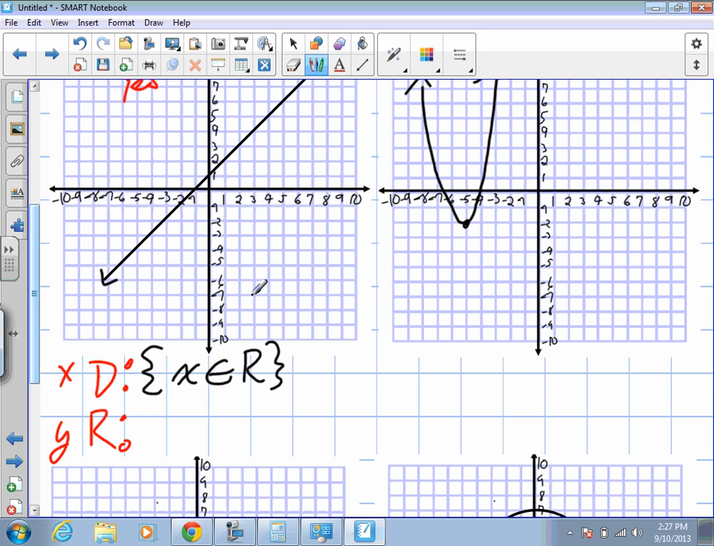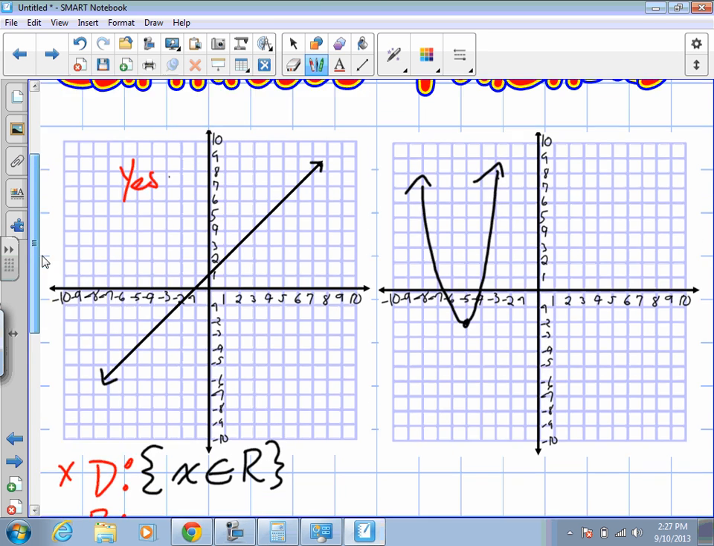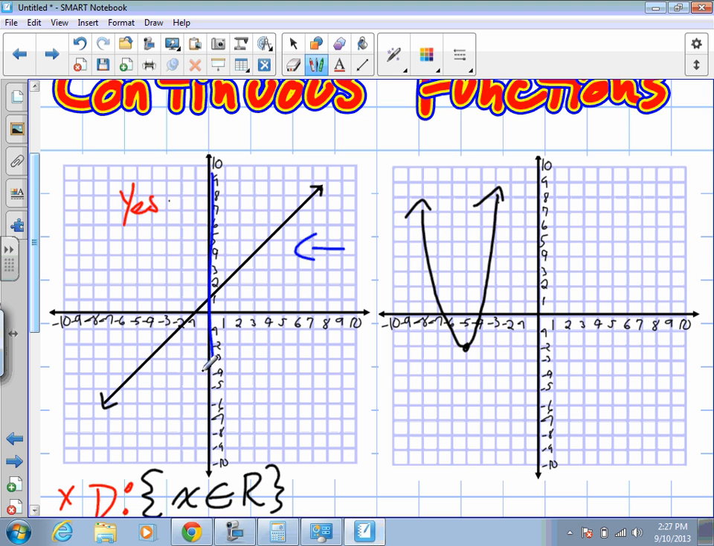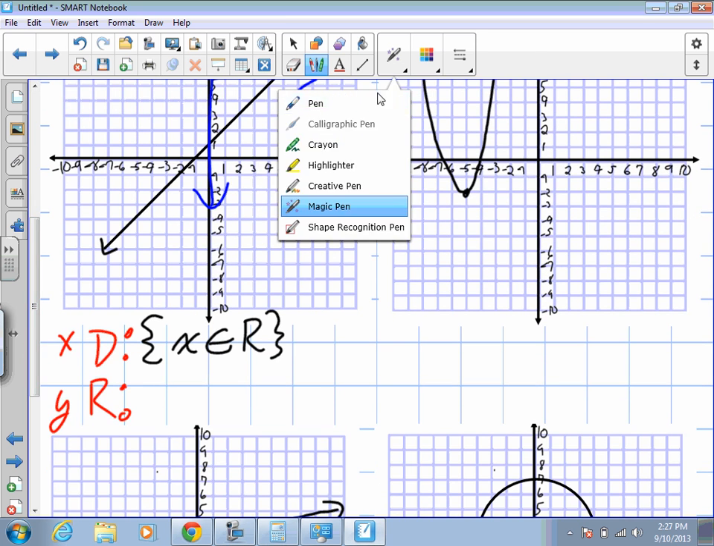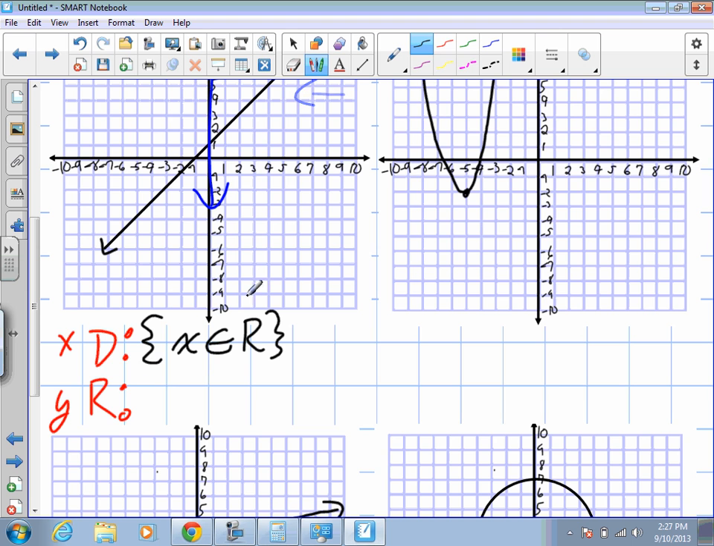So with that being said, what do you think the range is? What are the y values of this function? It's the same thing. How would I write it then? That's right. Y, E, R. So that represents every possible x value and every possible y value. The linear function does. It represents every number possible. Okay, so let's move to the second example.